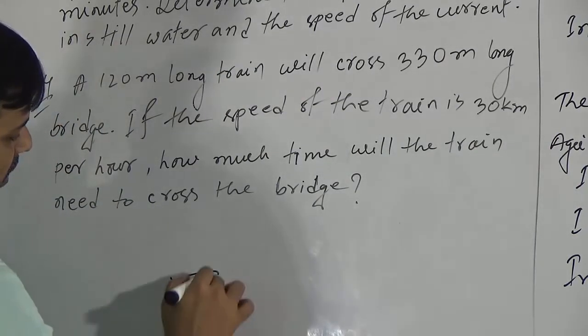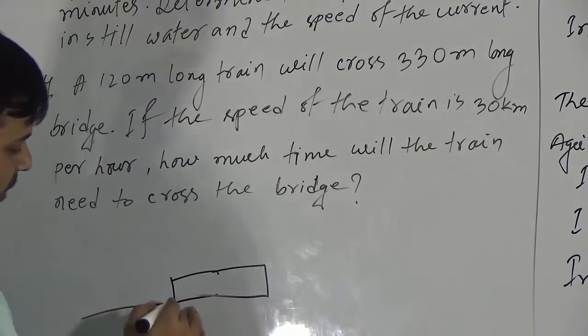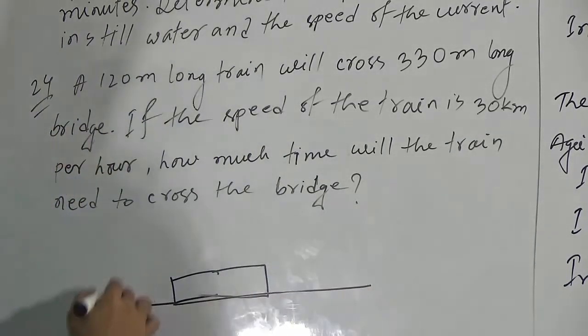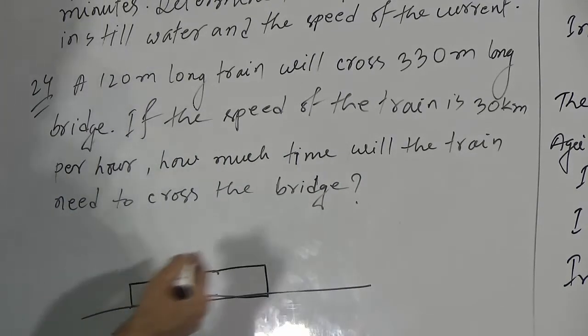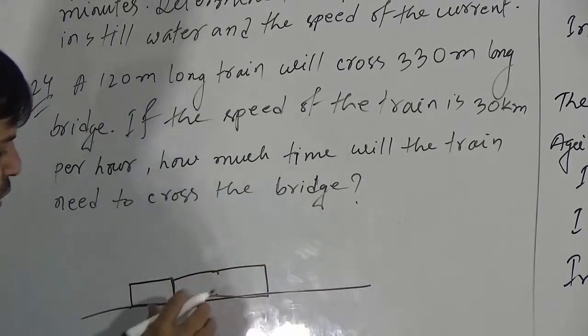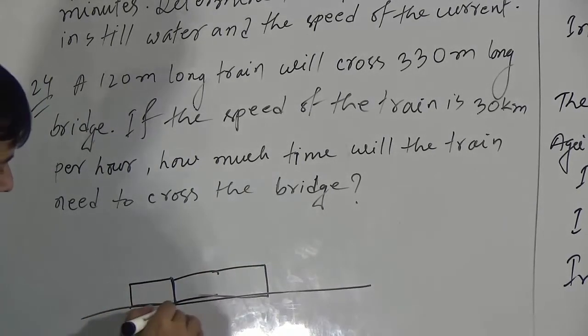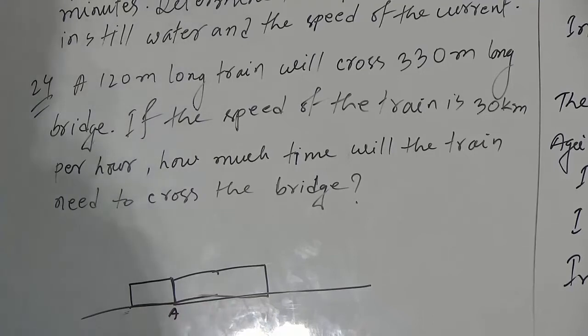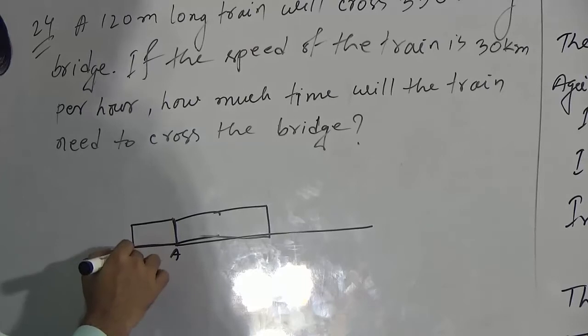Suppose this is the length of the bridge. It means this is the bridge. Suppose along this path, this is the bridge. And here is the train. Suppose this is the train. To pass the bridge, the train has to pass the total bridge. It means here this is the initial point of the train and this is the final point of the train.